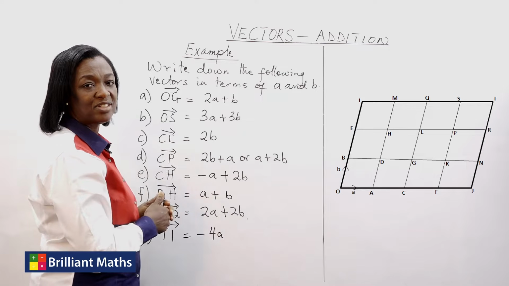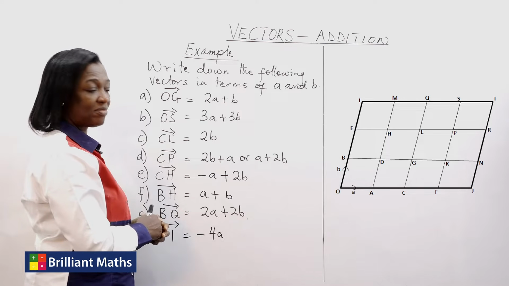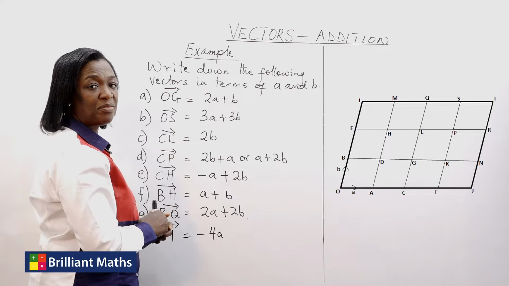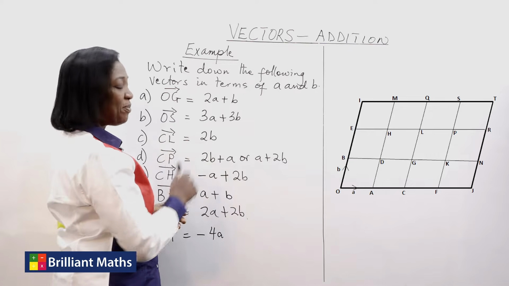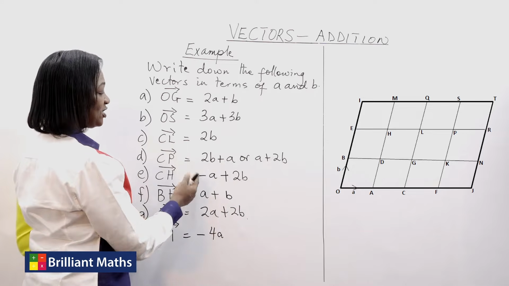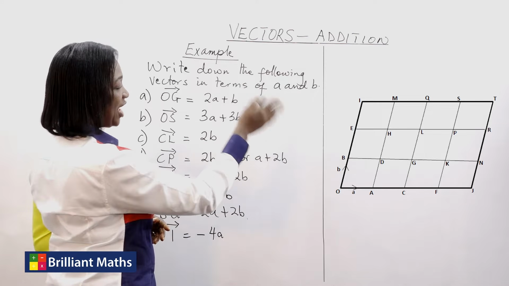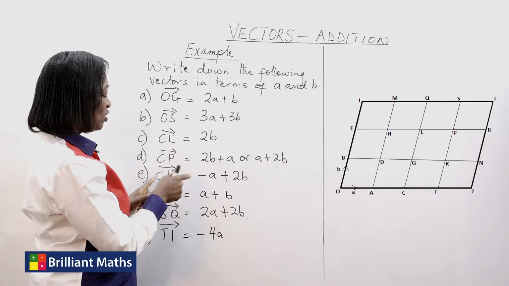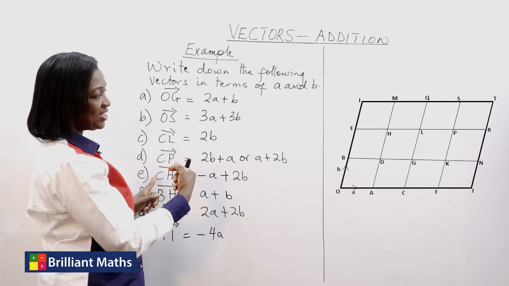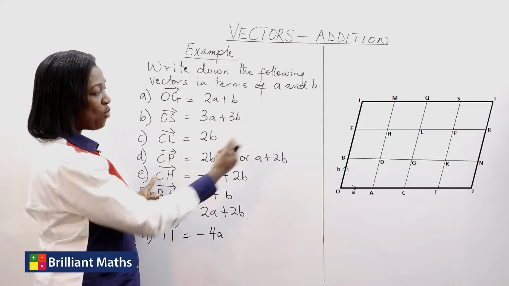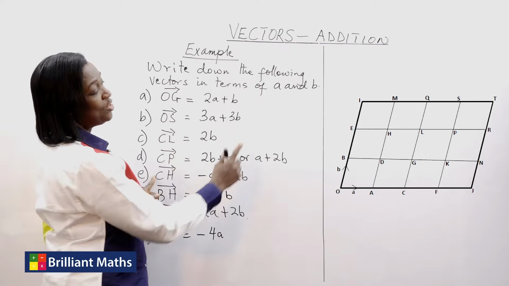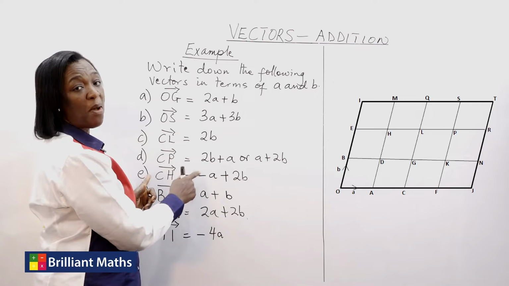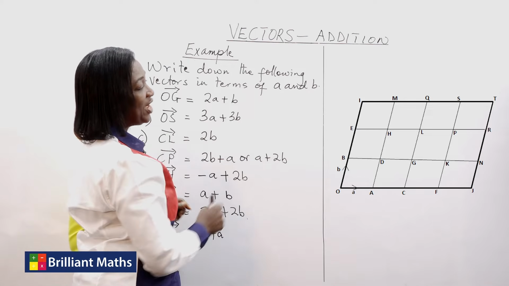Can you try to work out the vector CP? You'll go 2 steps in the direction of B, and then 1 step in the direction of A. So that gives us 2B plus A, or A plus 2B. The next is the vector CH. To go from C to H, you have to go 1 step backwards in the direction of A, and then 2 steps in the direction of B. So the vector CH is actually minus A plus 2B, as you can see.